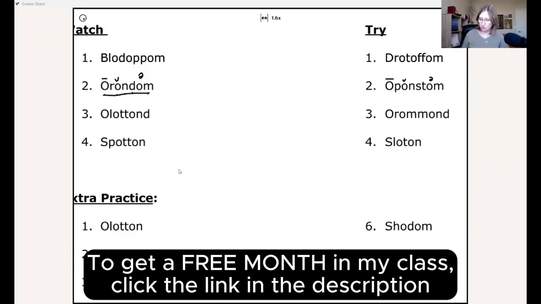All right, so this O is going to say O because of the tap 2 rule. This O will say ah because of the tap 2 rule. This O says ah because it's toward the end of a multisyllable word with a consonant after it. That's the schwa sound. So this is a mouth shape O. It's a diphthong. It changes sounds from the beginning of that sound to the end of it.